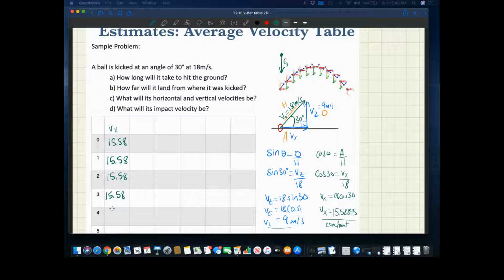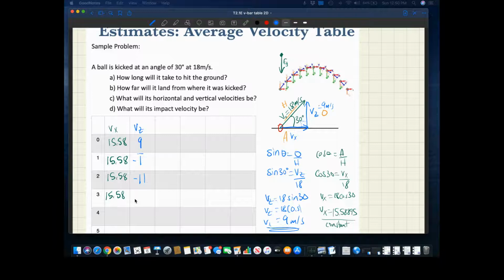We can then take a look at our velocity in the vertical direction, Vz. Now we know it starts at 9 meters per second. That is the vertical component. And what we know about the vertical velocity is it changes by 10 every second. So it's -1 after 1 second. What that means is, if it has a negative velocity, it's already on its way down. So it reached its high point in less than 1 second. And after 2 seconds, it would be traveling at -11 meters per second.